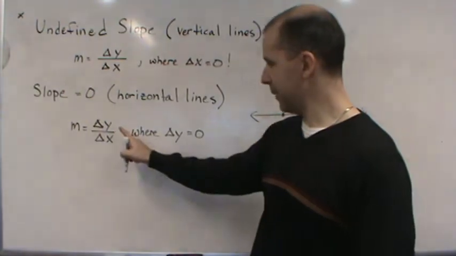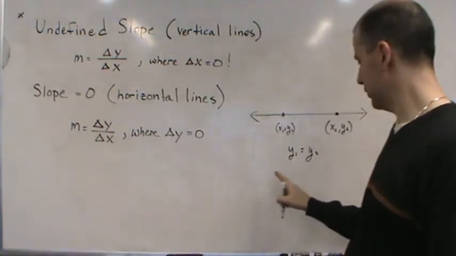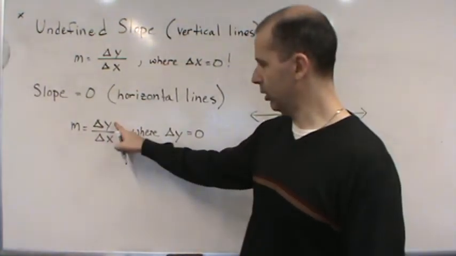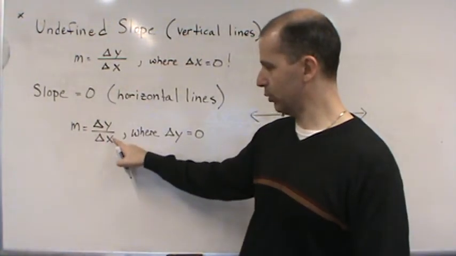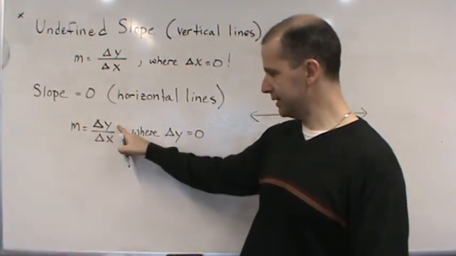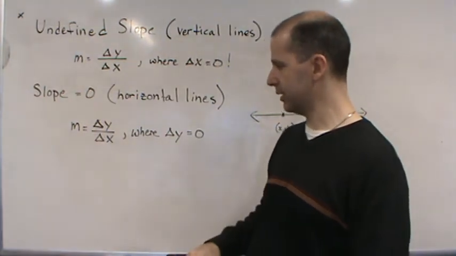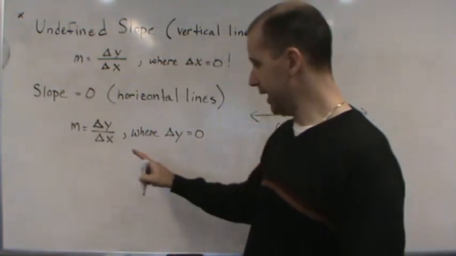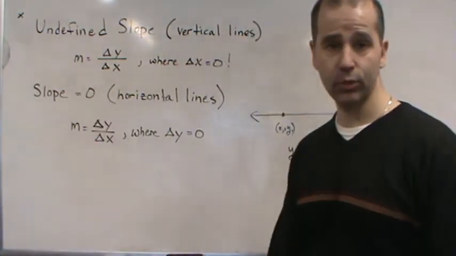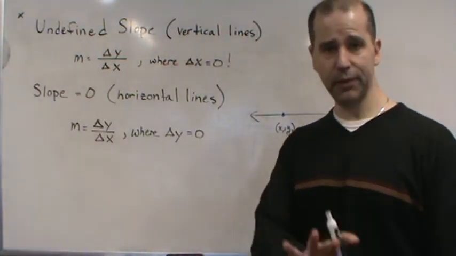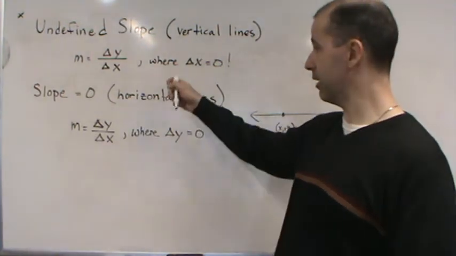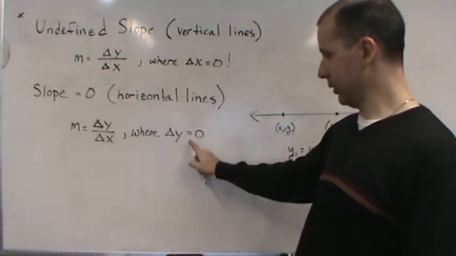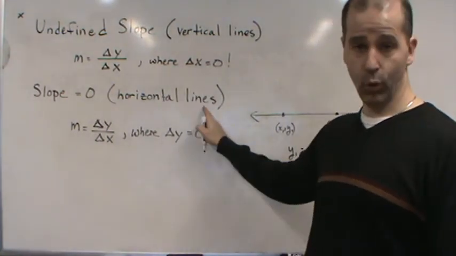And so what's going to happen here? What's the change in y? Well, the change in y is going to be 0. So we're going to get 0 in the numerator, and we'll get something else in the denominator. And that's okay though, because that means the slope is going to be equal to 0. We can have 0 in the numerator, we just can't have 0 in the denominator. Okay? So this is okay. That just tells us that we have a horizontal line.